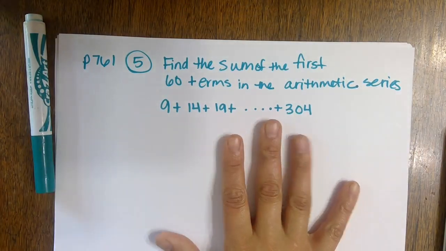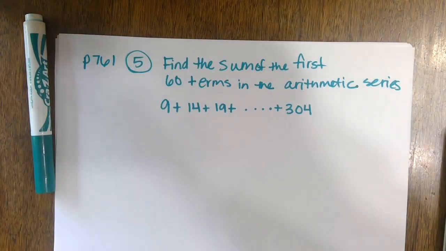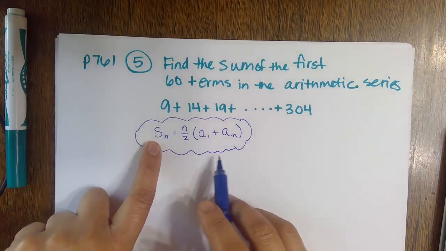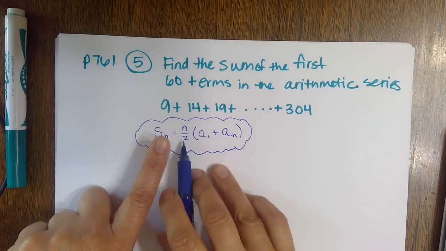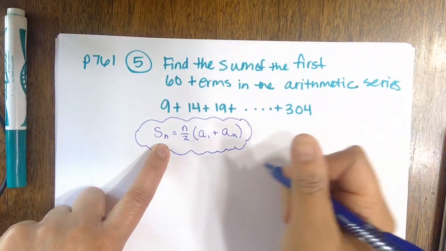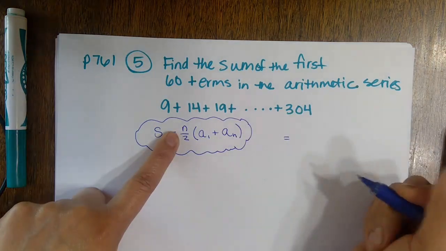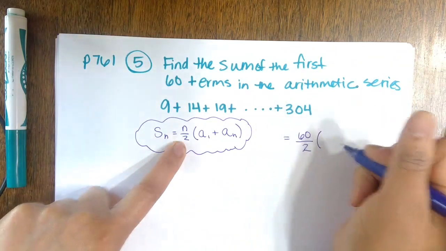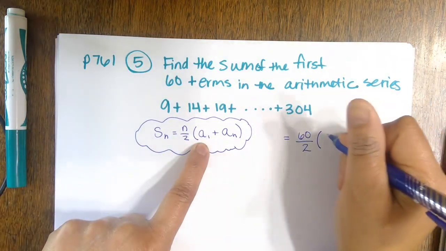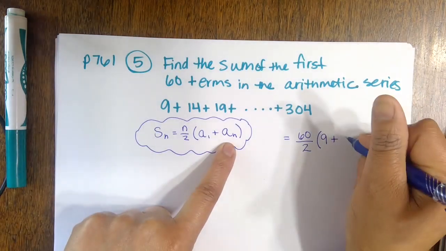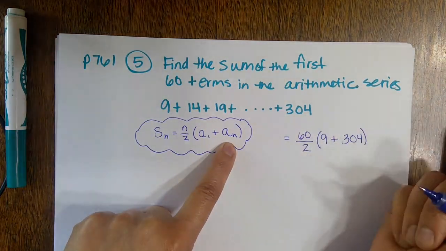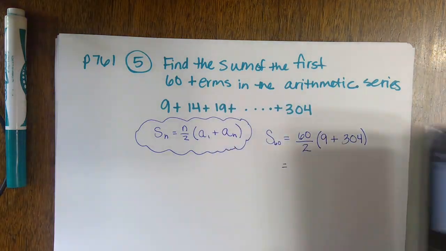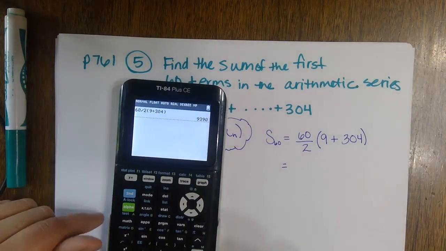So we're going to go back to this. I'm going to write down my formula. So I wrote down the formula, and again, it doesn't even matter what the common difference is, this is your formula. So the sum of 60 terms is equal to the total number of terms, that was 60, divided by 2. My first term was 9. My last term is 304. So the sum of 60 terms is equal to, plug this into my calculator, and whatever that is.